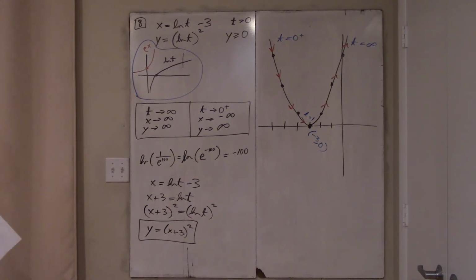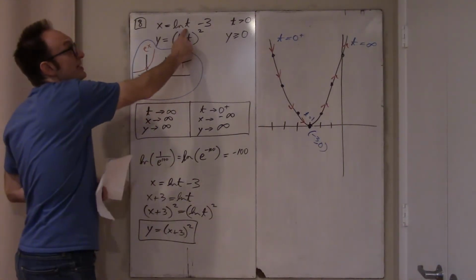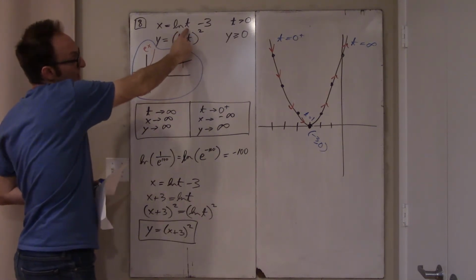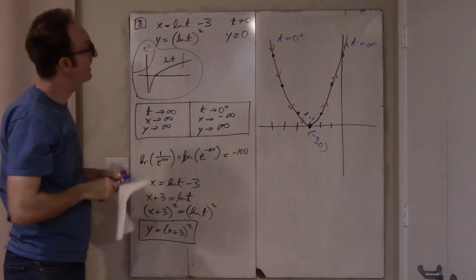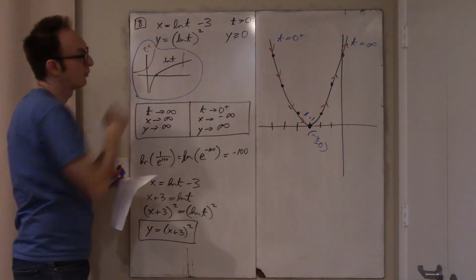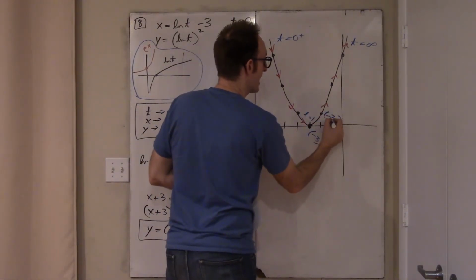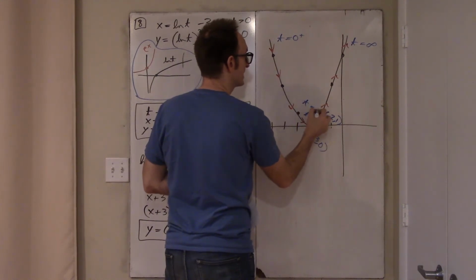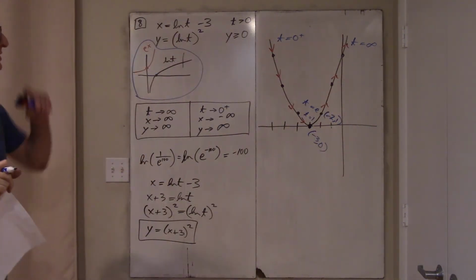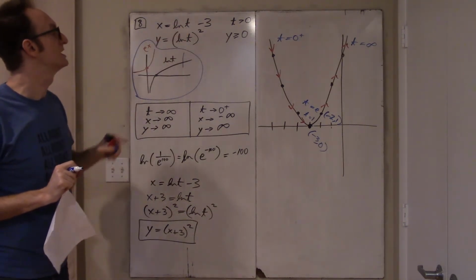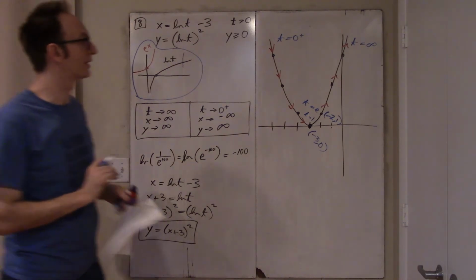Does this make sense? I think it does. We just need to now pick some points to understand this a little bit better. A good point to pick might be just e, because the natural log of e is just 1. So if I pick e, then I get negative 2, comma 1. So here I am at this point, negative 2, 1, and this is t equals e. And maybe another thing to do would be e squared, because the natural log of e squared is just 2. So I get negative 1, comma 4.